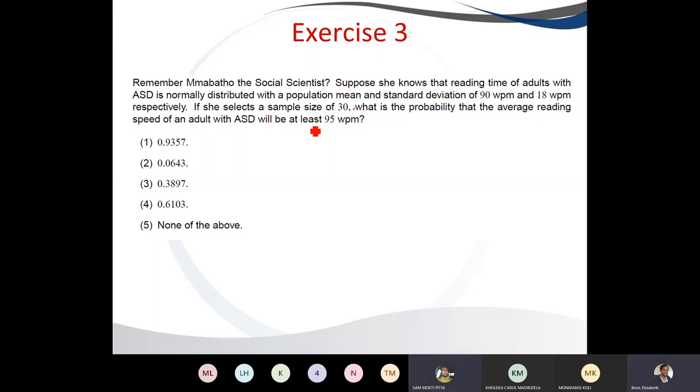Also this one, because they are talking about standard deviation and the mean, you need to use z is equal to the sample mean minus the population mean divided by the standard error.